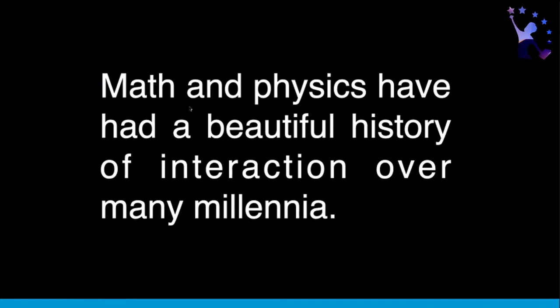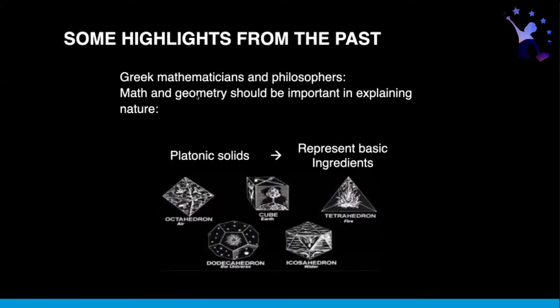Math and physics have had a beautiful history and beautiful interaction over many, many years. Some of the highlights from the past include the Greek mathematicians and philosophers, where they talked about math and geometry as being connected to the basic ingredients of nature and the fundamental aspects of nature. In particular, they studied Platonic solids, and they thought that these must be somehow representing the basic ingredients in the world. They, for example, identified octahedron with the air, cube with the earth, and so forth.